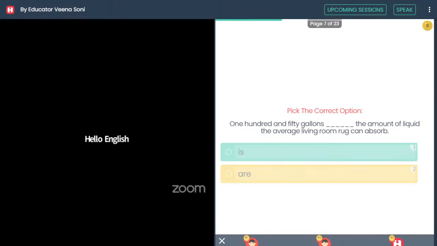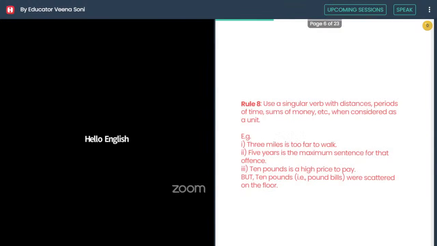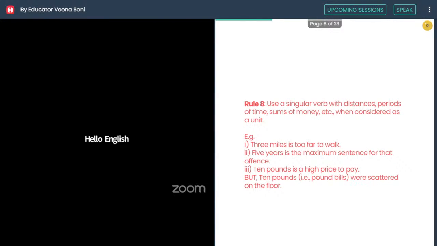Okay, 150 gallons. It appears to be more than one, but this whole 150 gallons is taken as singular only. This is what I'm trying to say.